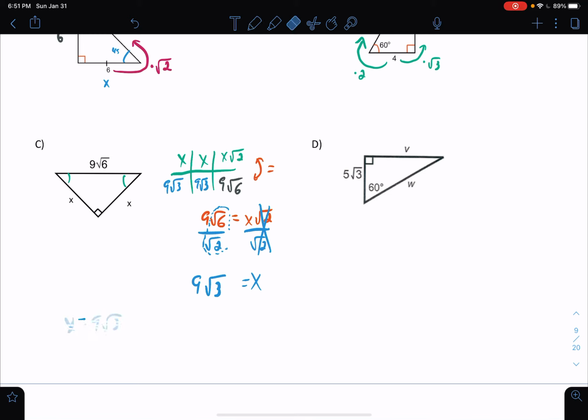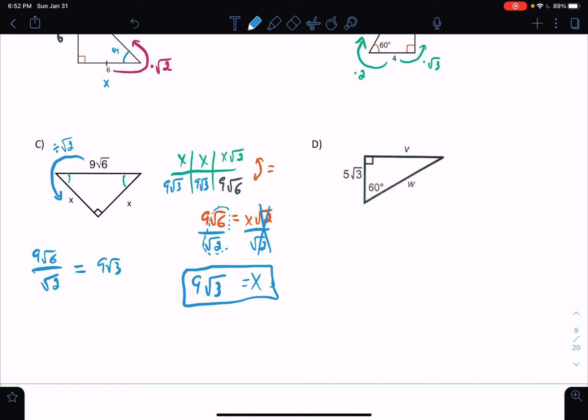Oops, I guess I already had that. I don't need to rewrite it, right? So x equals 9 square roots of 3. That's how we can use the table to set up to solve for that plain old x. All right, if you wanted to look at the arrows, I have the hypotenuse and I'm going backwards to x. So I'm going to divide by the square root of 2, and then I end up doing the same exact thing.